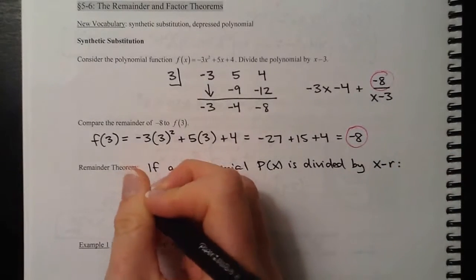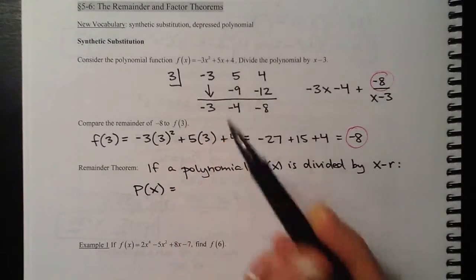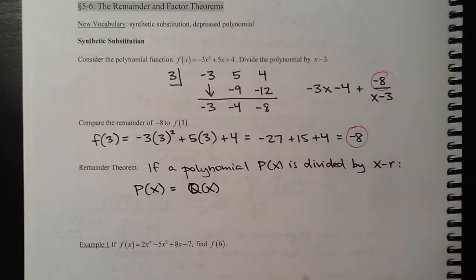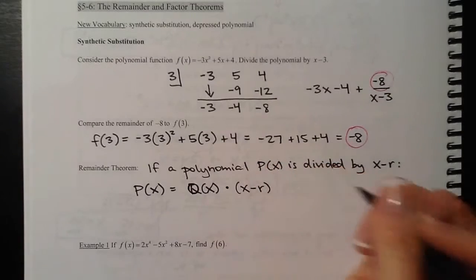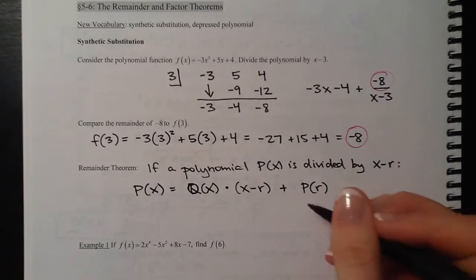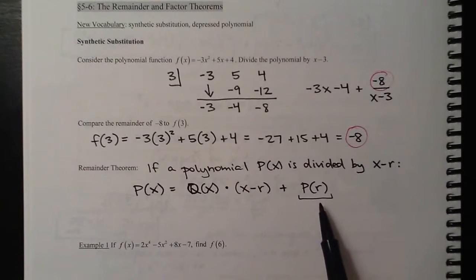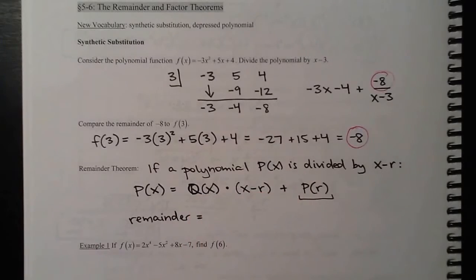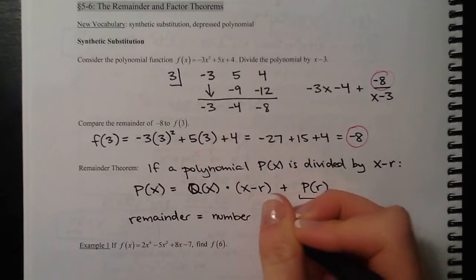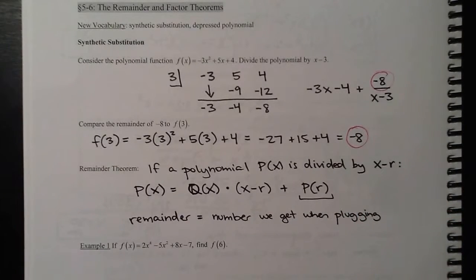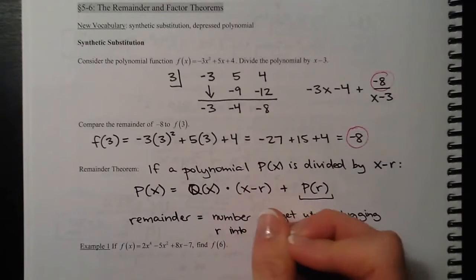okay, so here's what we get. So our dividend, p of x, that'd be like this right here, ends up equal to the quotient, and that'd be this, not that we really care what that is, times x minus r, and then plus, and the remainder turns out to be whatever I get when I plug r into the polynomial. Okay, so this is the important part of my theorem right here. It says that the remainder is what I get when I plug r into the polynomial. So if we put it in words, what it says is that my remainder equals the number we get when plugging, we'll just call it r, into the polynomial p.